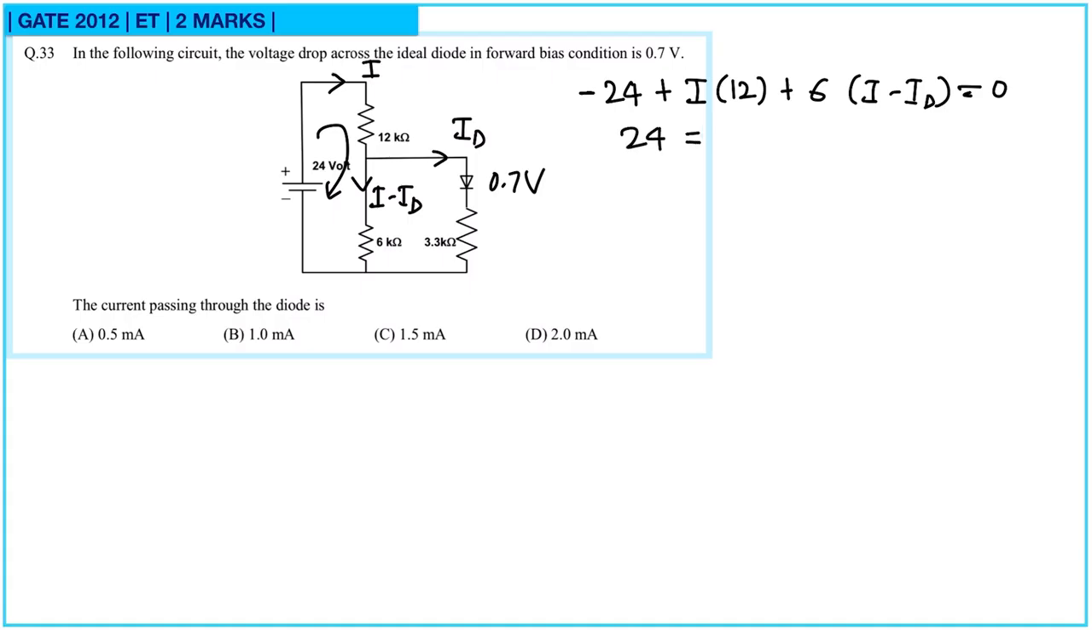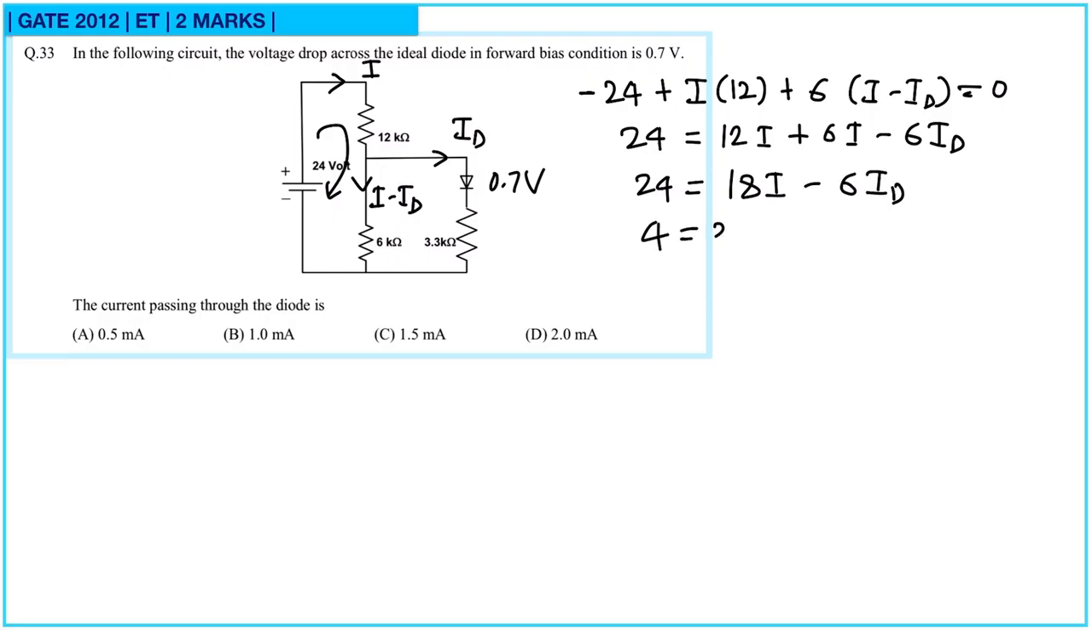That means 24 is equal to 12I plus 6I minus 6ID. So 24 is equal to 18I minus 6ID. You can write this as 4 is equal to 3I minus ID. So this is equation 1 from loop 1. Now let us write a similar equation in this second loop as well. This is the second loop.